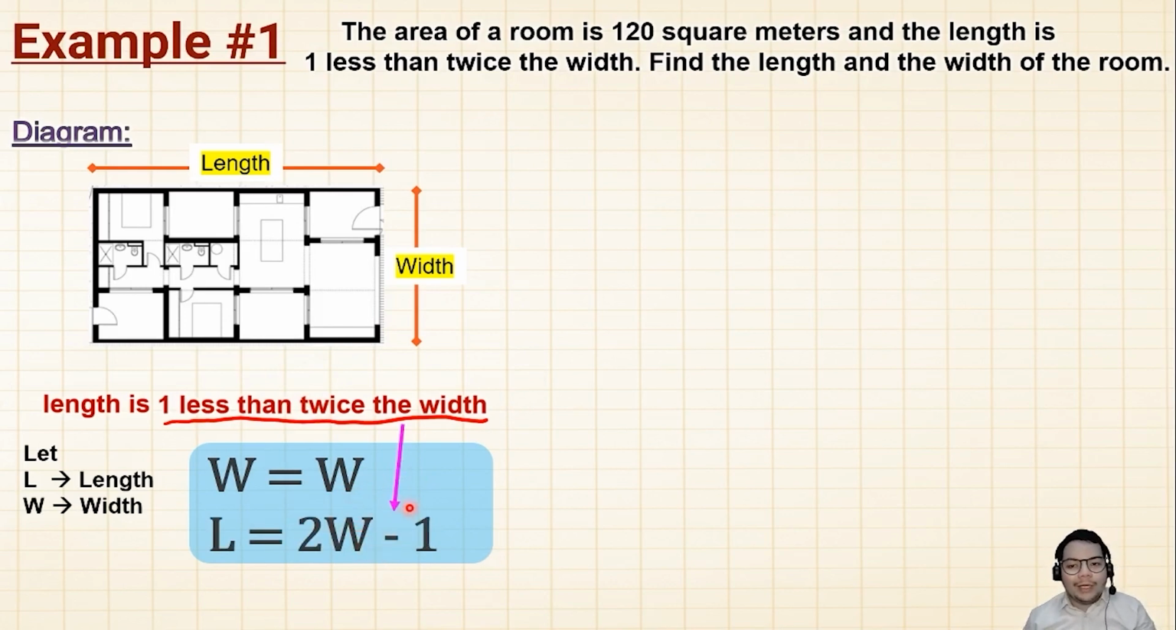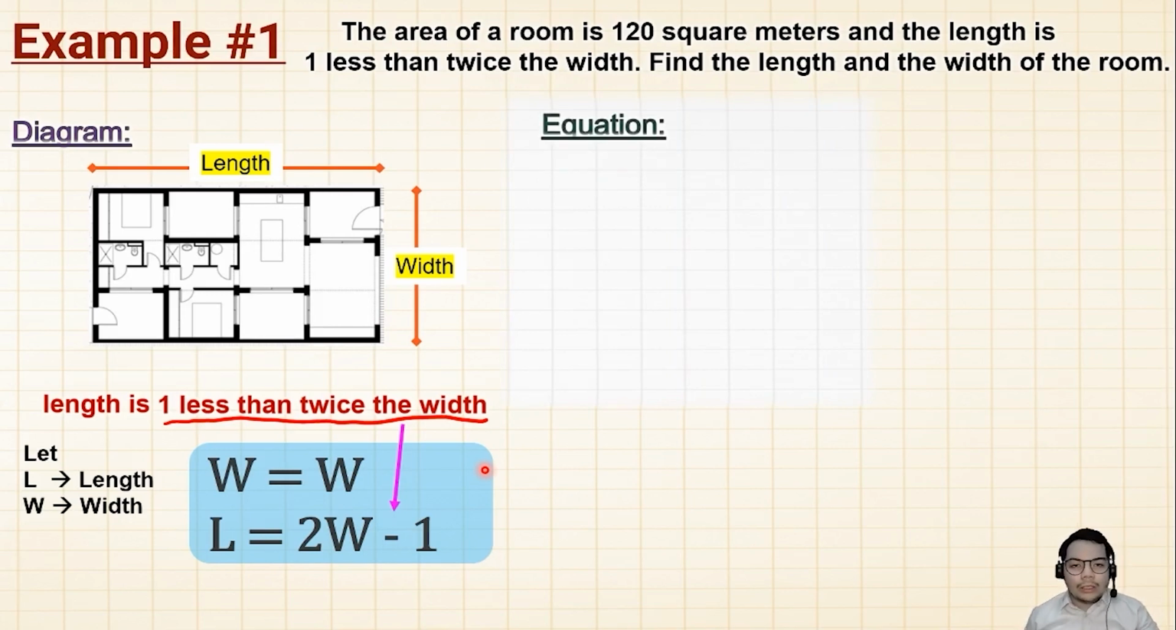So, bakit natin ginawa yan? Para mamaya, ang working equation natin will only have one variable, which is W. Diba? So, meron na tayong W is equal to W and the length will be equal to 1 less than twice the width, which is represented as 2W minus 1. So, na-represent na natin yung mga unknowns into the variables length and width. We can now do the equation.